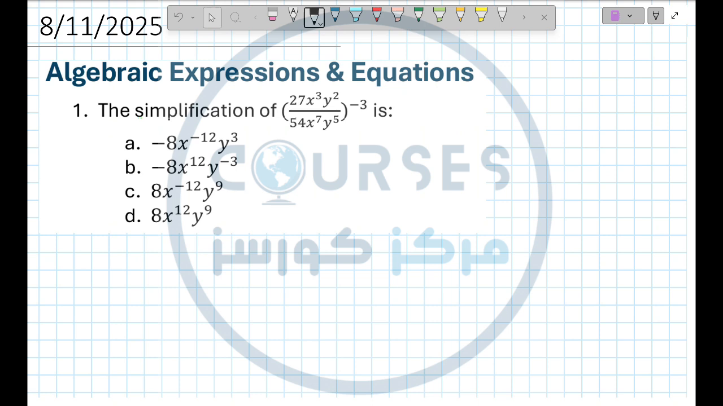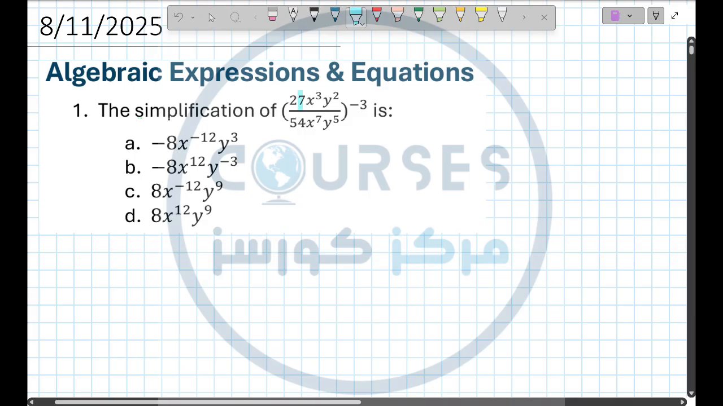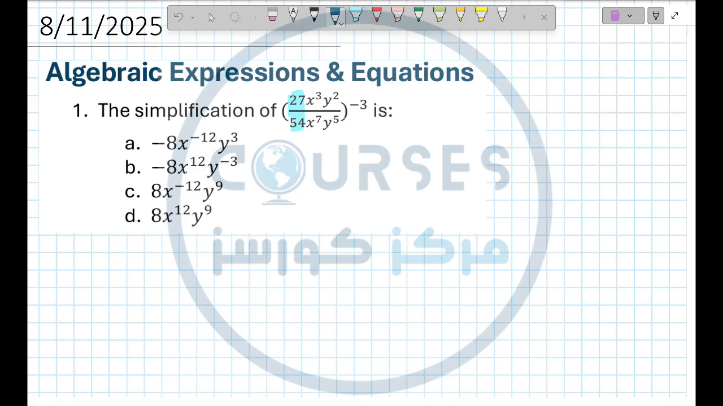Bismillah. So for this one, here we need to evaluate what's inside first. That would make the problem easier. So 27 divided by 54. You can chip it down by dividing by 9 up and down and then dividing by 3. But if you're good with division, you should know that this is actually 1 over 2. So this is 1 over 2.